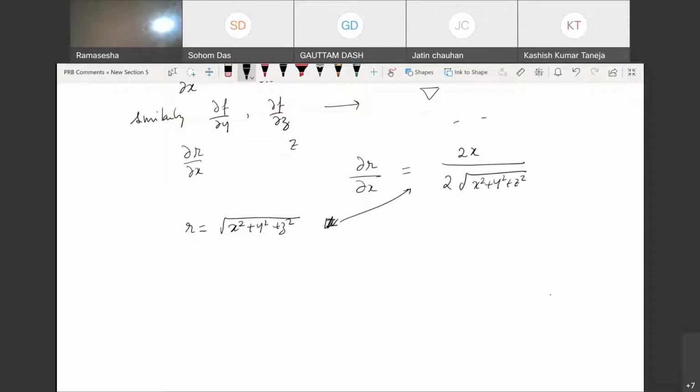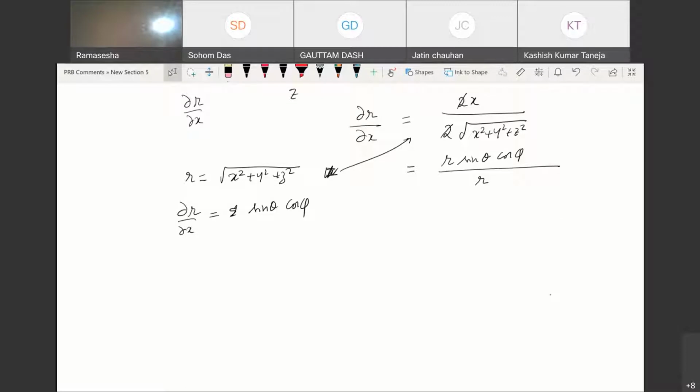Okay, and what is that square root of x squared plus y squared plus z squared? The 2 and 2 go. x is actually given by r sine theta cos phi, and root of x squared plus y squared plus z squared is equal to r. So del r by del x I know is equal to sine theta cos phi. So this one expression I have.